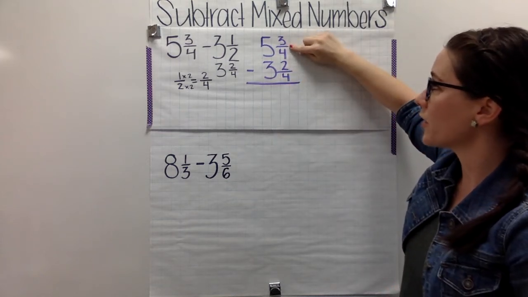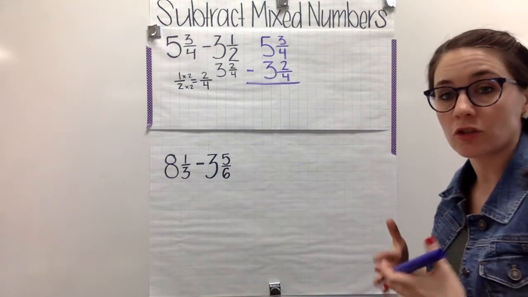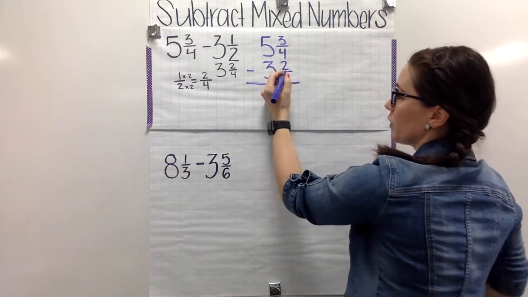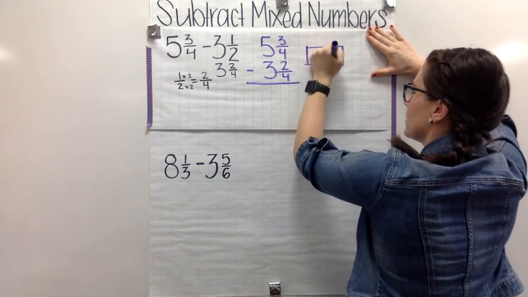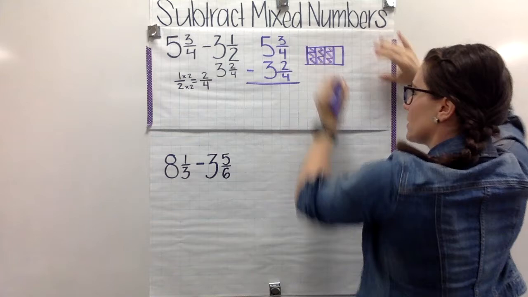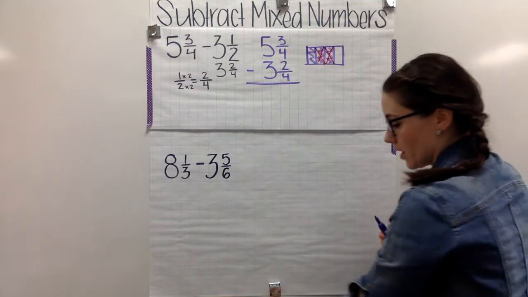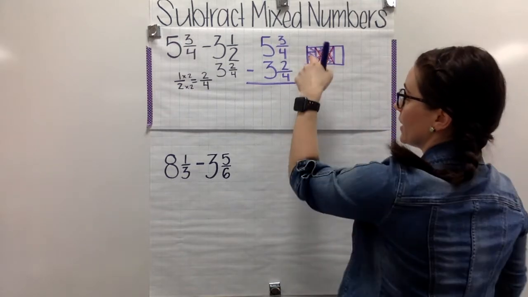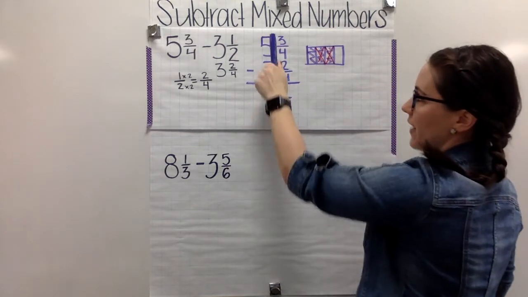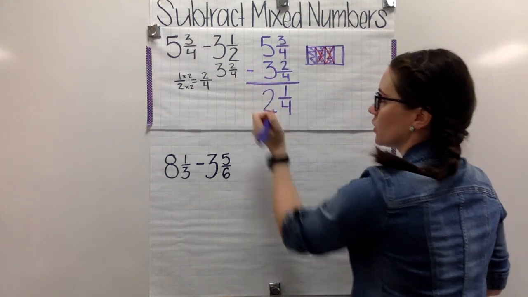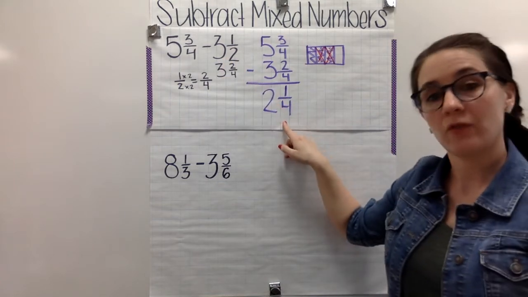So now, is 3/4 greater than 2/4? Yes, it is. So I can subtract without any ungrouping. So 3/4 minus 2/4. Well, and I can even draw a model to show if I have 3/4 and I want to subtract 2/4, I can take 1, 2, and what I have left is 1/4. So 3/4 minus 2/4 is 1/4, and 5 take away 3 is 2. So 5 and 3/4 minus 3 and a half is 2 and a fourth.